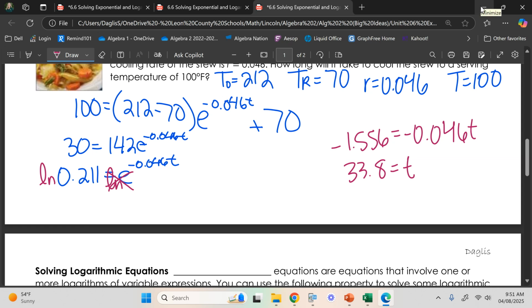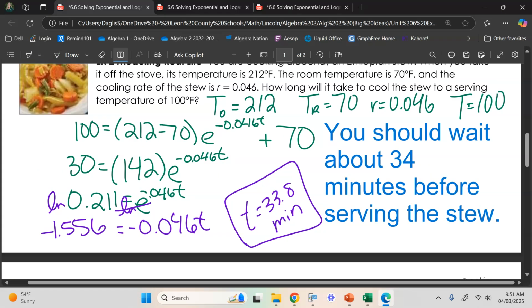So let's answer the question. The question was, how long will it take to cool the stew to a serving temperature of 100 degrees? How long is it going to take? About 33.8 or 34 minutes. I wouldn't do 33 minutes because it's not cooled off yet. Even if it was 33.2, at 33, it's not cooled off yet. So we're going to round up to around 34 minutes. Word problems get word answers. So you should wait about 34 minutes, or you can put 33.8, before serving that stew.